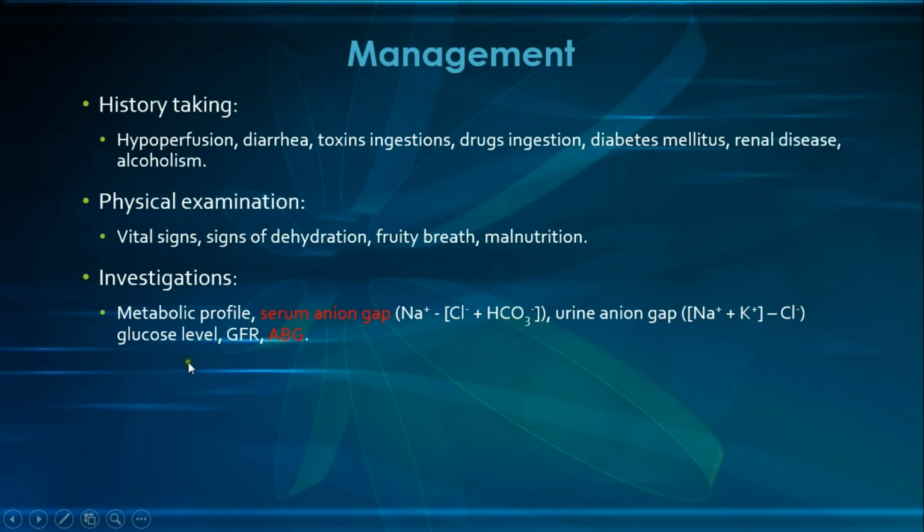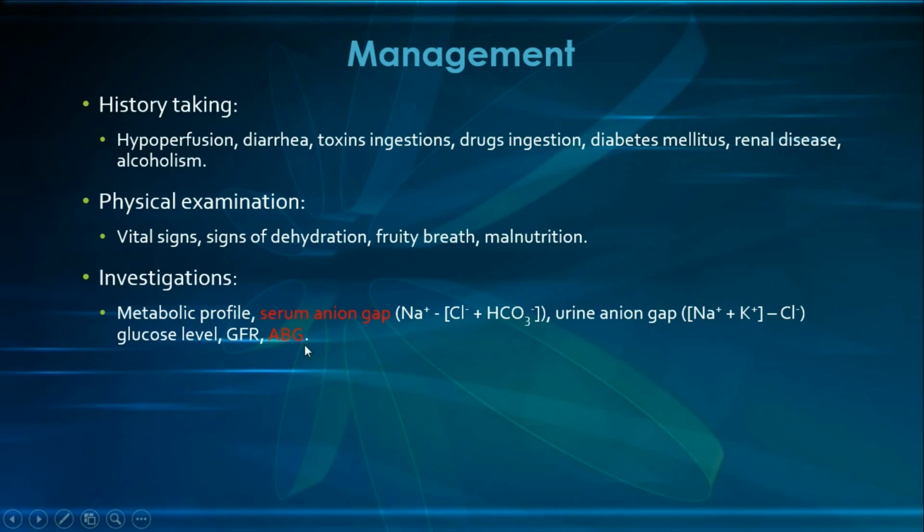And then we look for the glucose level to look for DKA, we assess the GFR to look for any kidney disease or dysfunction, and finally we order for the most important one, which is the ABG, looking for the blood pH, the PaCO2, and the serum bicarbonate, all of which are very important in categorizing your differentials.